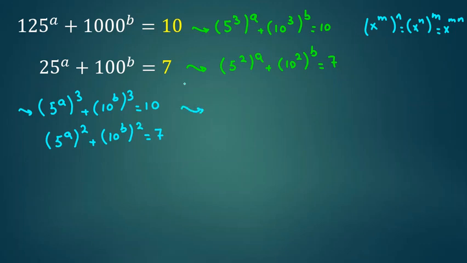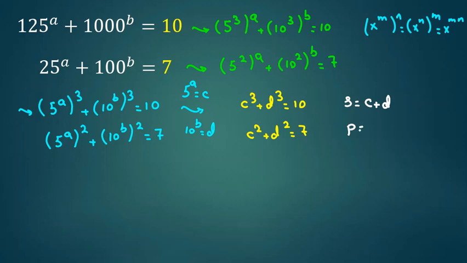Now in the next step, let 5 to the a equal c, and 10 to the b equal d. And then we write it in terms of c and d: c cubed plus d cubed equal to 10, c squared plus d squared equal to 7. Now one useful change of variable is to consider the sum s equal to c plus d and the product p equal to cd.